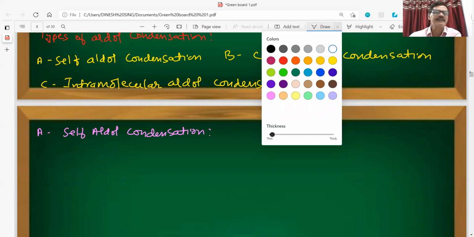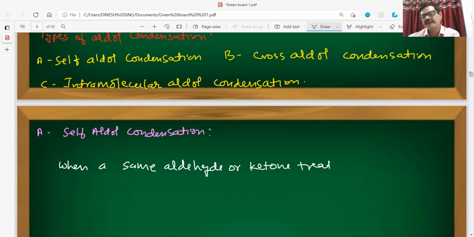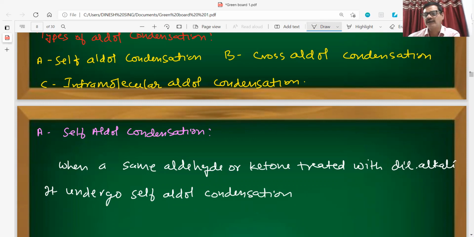So for this we can see the condition: when a same type of aldehyde or ketone is treated with dilute alkali, it undergoes self aldol condensation. Self aldol condensation.